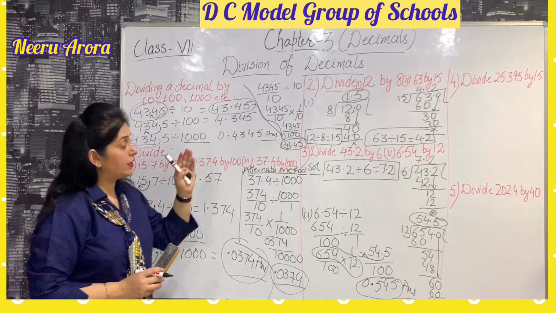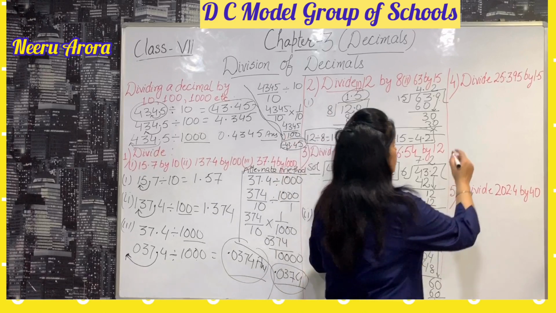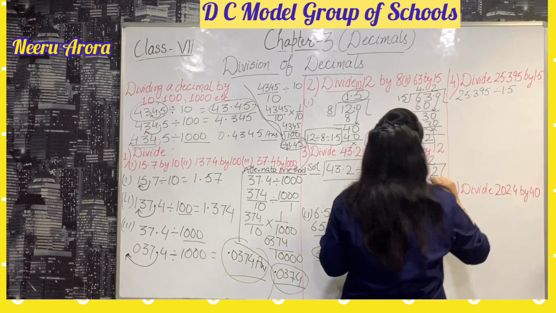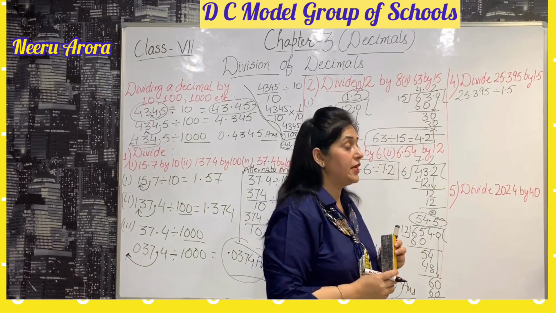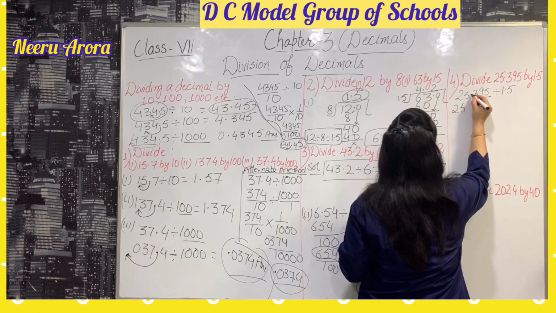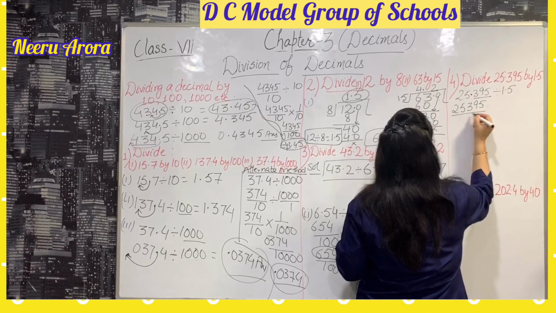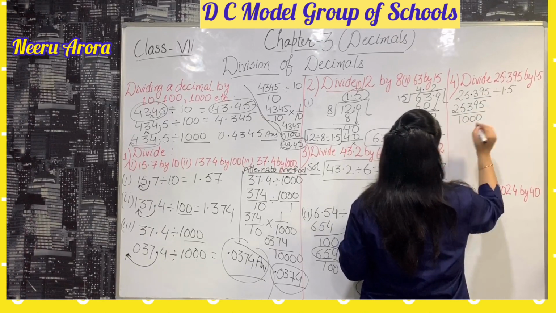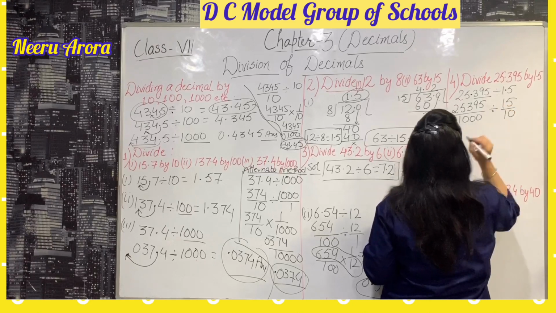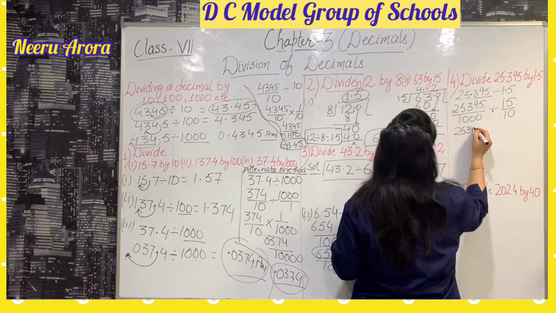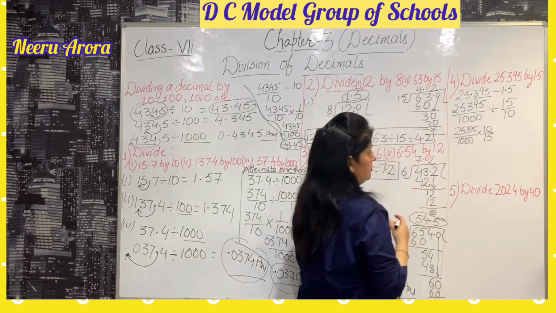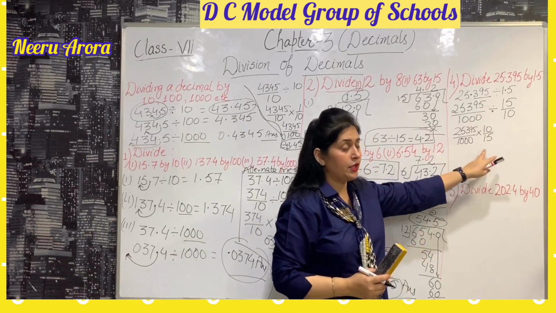Now look at the fourth question. Divide 25.395 by 1.5. This we will do again by converting this into a decimal fraction by removing their decimals. 25.395, how many digits after the decimal? 3. So we will put 3 zeros with the 1. Here it is one digit after the decimal, so we will put 10. So it remains as it is, by 1000, multiplied by the reciprocal of the second term.